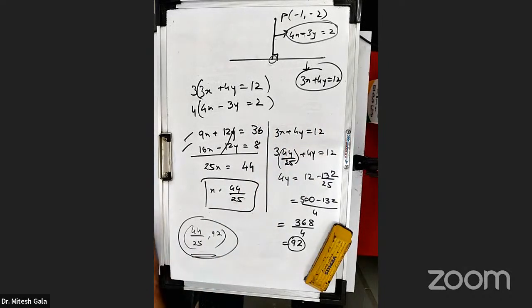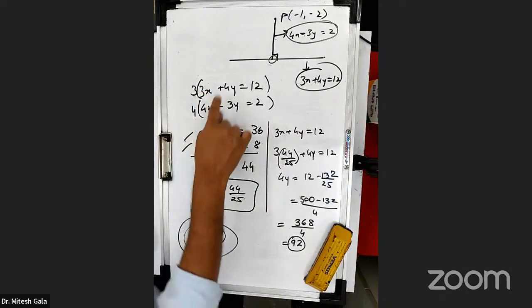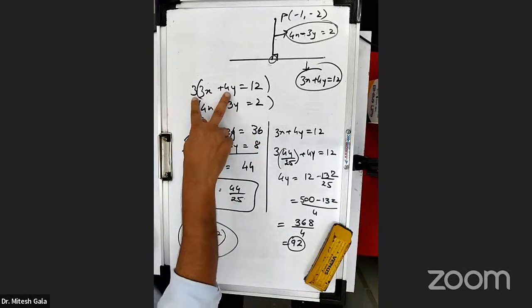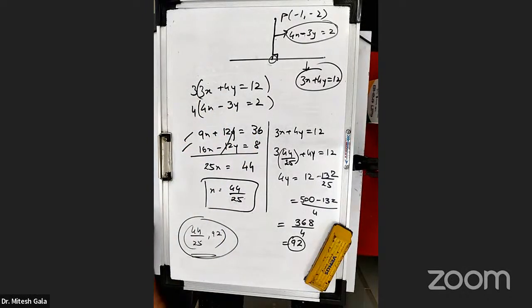So, is that clear? How did you take this 3 and 4? I'm just equating the equations, simultaneous. You don't know how to do simultaneous equations? Yes, sir, I know. So that's what we've done.